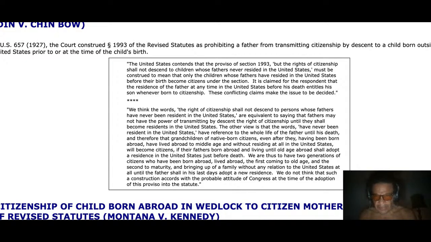We are thus to have two generations of citizens who have been born abroad, lived abroad, and first coming to old age, and the second to maturity and bringing up a family without any relation to the United States at all until the father shall, in his last days, adopt a new residence. I will not be adopting a new residence. We do not think that such construction accords with the probable attitude of Congress at the time of the adoption of this provision into the statute.